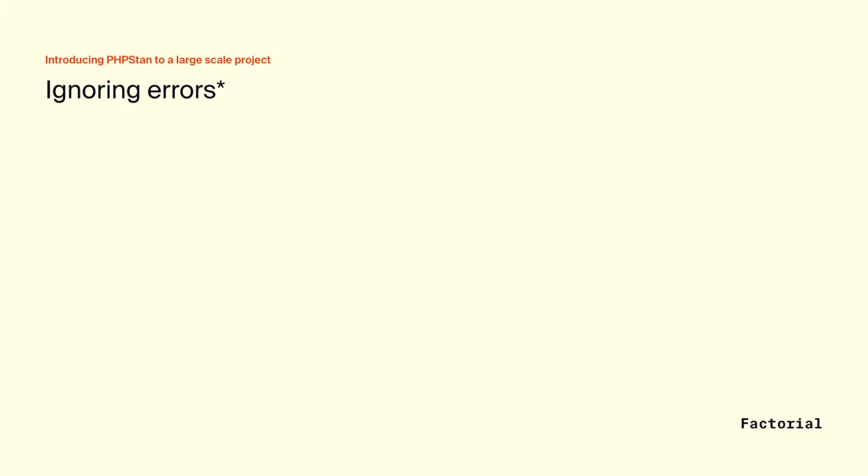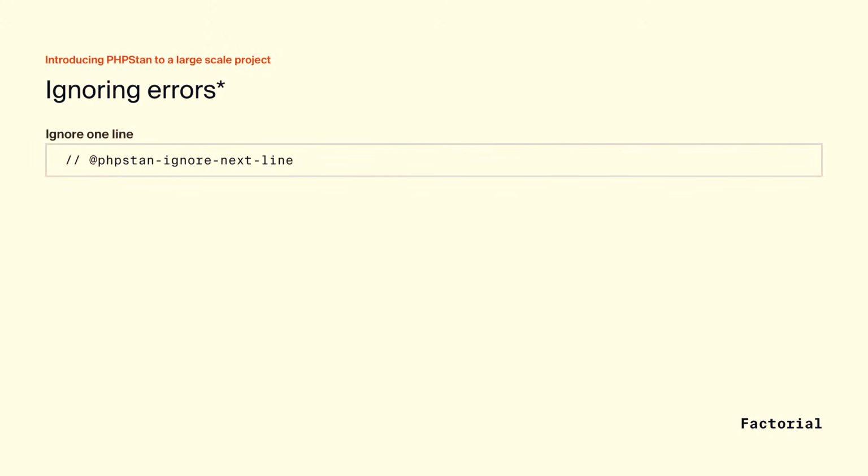Then the last one is ignoring errors with an asterisk. Actually, I do not recommend ignoring errors. And at most, you should ignore one line, in my opinion. And this would look like this: PHPStan ignore next line. This one also works well with the Drupal coding standards.